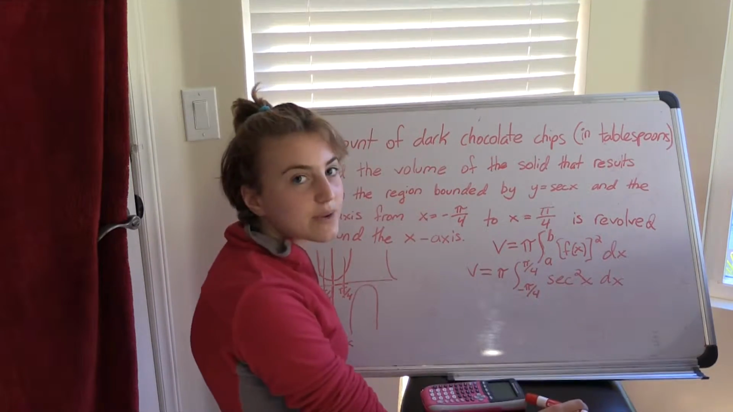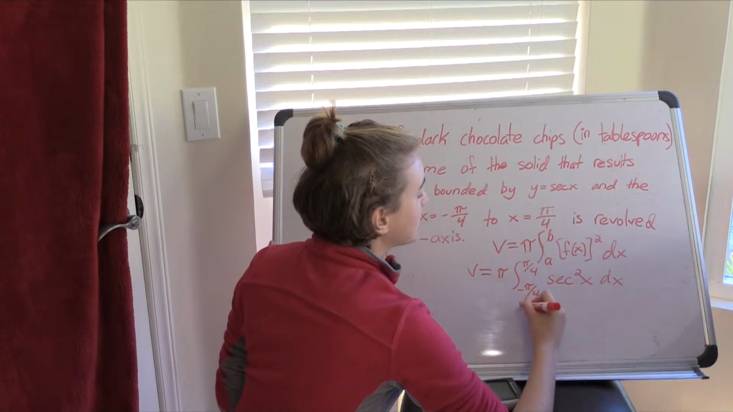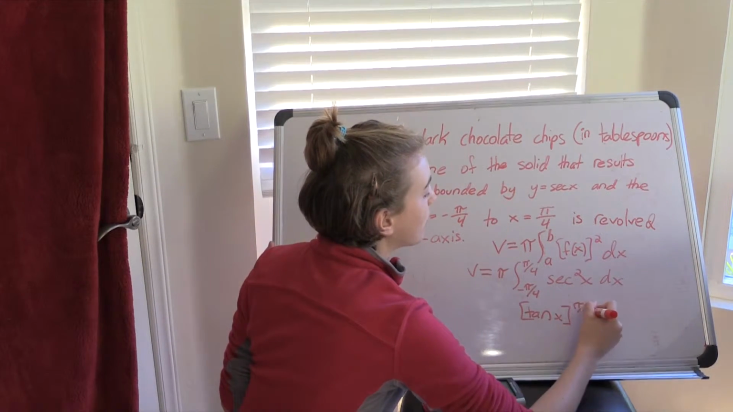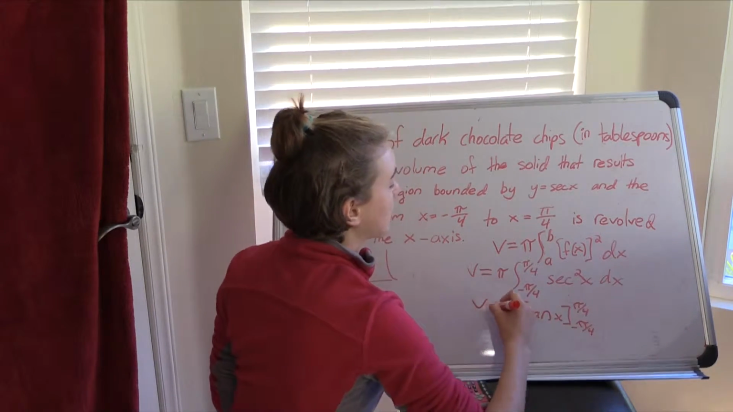And this works out really well because we already know the antiderivative of secant squared x is tangent x. So we're going to look at tangent x from negative pi over 4 at the bottom to pi over 4 at the top, all times pi, and that's going to give us our volume.